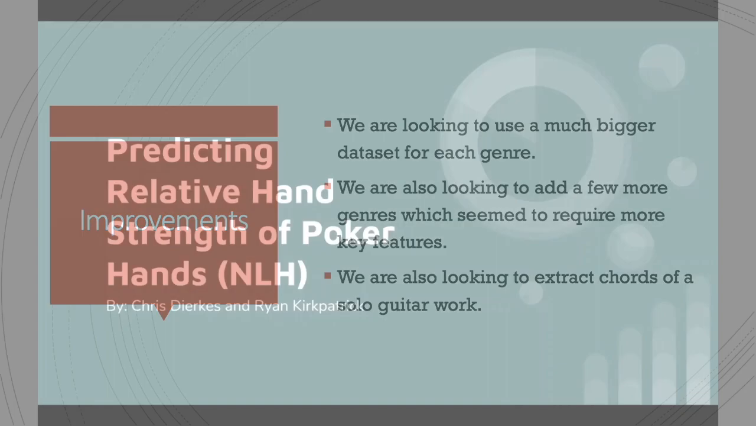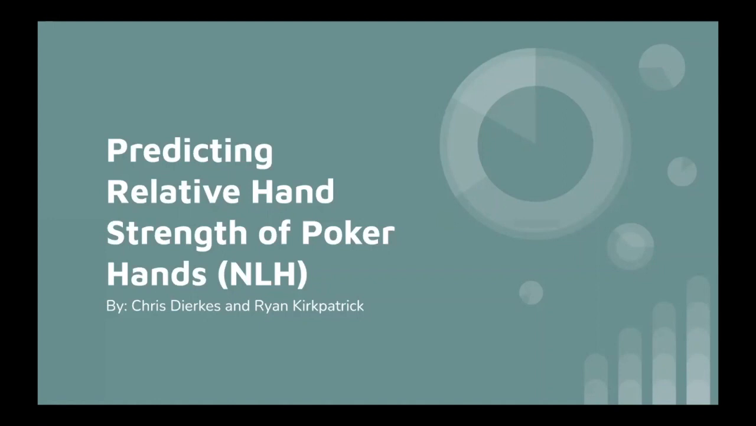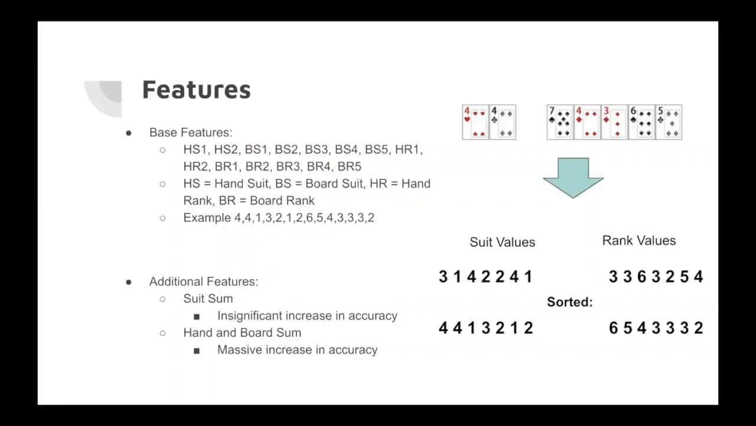Thank you. So for our final project, we were predicting the relative hand strength of poker hands in No Limit Hold'em. In No Limit Hold'em, you're given 2 hole cards, which is called your hand, and there's 5 board cards, which are shared amongst all players. In this example, the 2 cards which make up your hand are the 4 of hearts and 4 of clubs, and the board would be the 7 of spades through the 5 of clubs seen on the right.